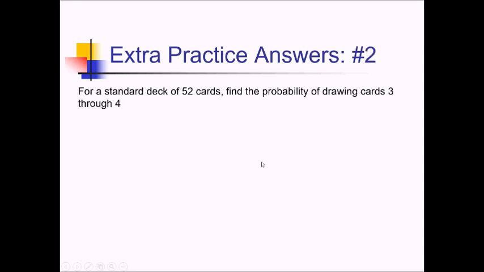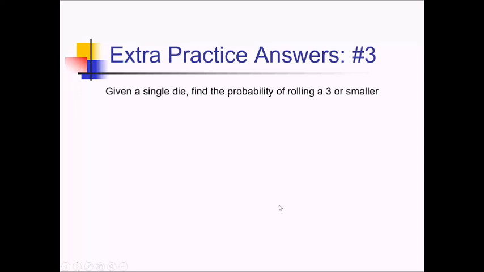On this one, we want the probability of drawing the cards 3 through 4 from a deck of 52. So we have 52 total outcomes, and then there's 4 of each of these, 4 for each suit. So we have 4 of the 3s, 4 of the 4s, that's a total of 8, and that reduces to 2/13.